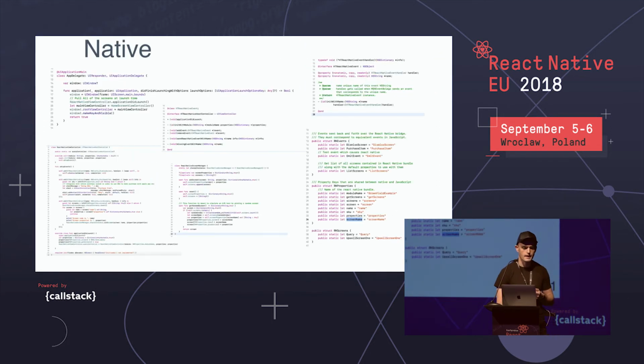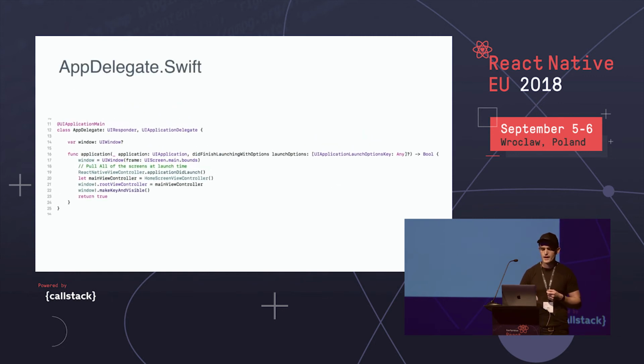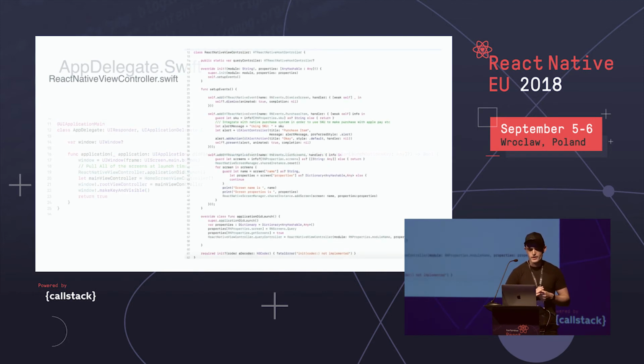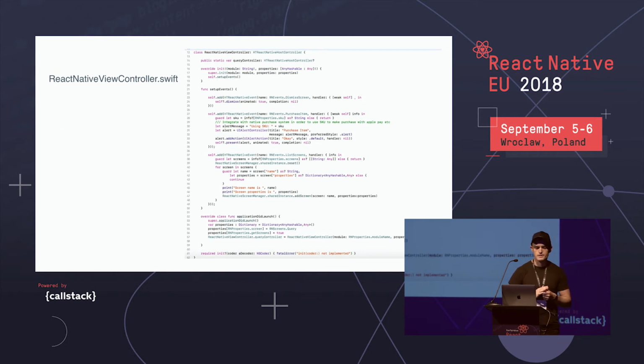What does this all look like in native code? So for iOS, the entry point into any iOS application is appdelegate.swift. What we're doing here is we are wiring up the home screen. This is the native code that's going to show the Show Promotion button. When you tap on the Show Promotion button, it instantiates React Native View Controller, and all of our integration into React Native lives here. And what we're doing here is we're just setting up some generic event handlers to handle dismissing the screen and the purchase events.